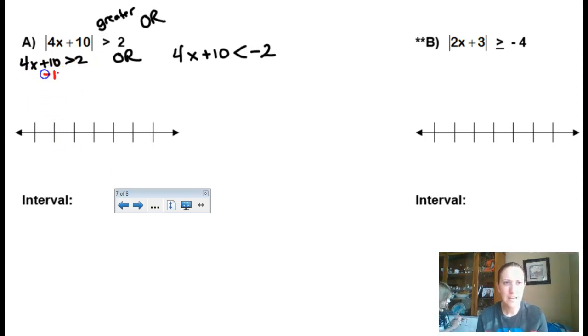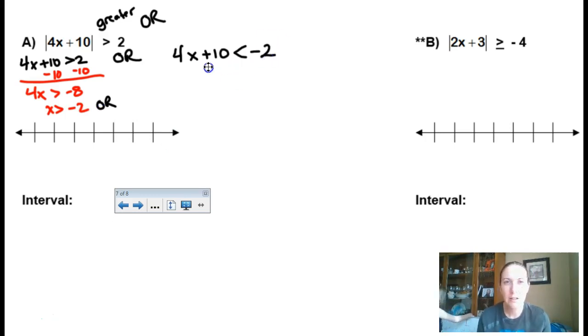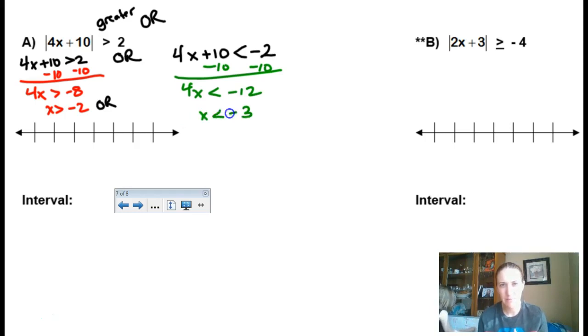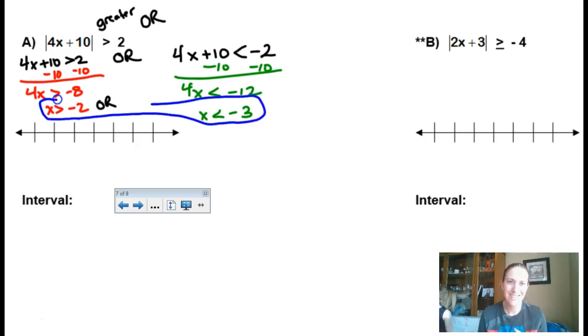So I'm subtracting. I run out of space. Not bad. So I get x is greater than negative 2, or x is less than negative 3. Now, I kind of spaced it out weird, but if I ever ask you for the inequality solution, all of this, including the OR, is my inequality solution.